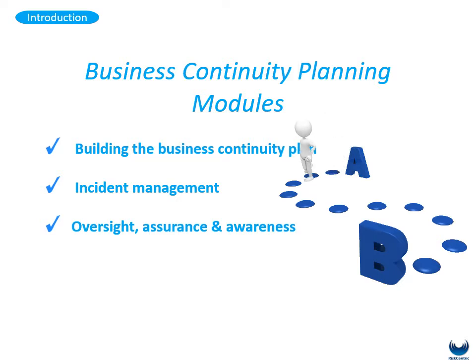The training course is organized into 3 modules. Module 1, Building the Business Continuity Plan. This will show you how to quickly develop a comprehensive business continuity plan for your organization. Module 2 covers incident management, which is the process of gaining command and control of a major incident and activating the relevant parts of the business continuity plan. Module 3 covers oversight, assurance, and awareness, which shows you how to keep your hard work fresh, up to date, and relevant to the needs of your organization.